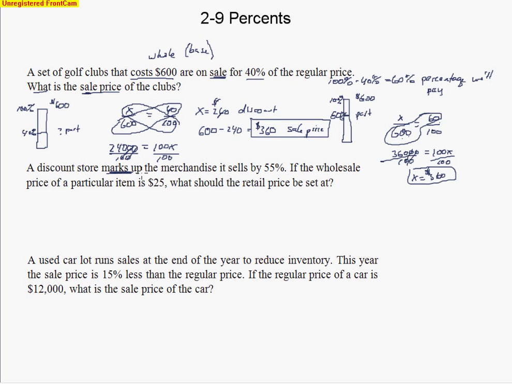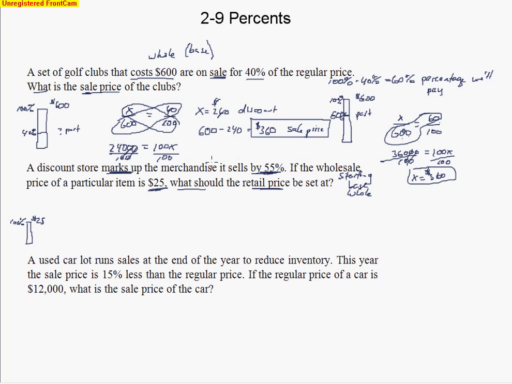So it marks up merchandise it sells by 55%. The wholesale, so this means like the starting amount. This is like the base, or we can treat it as the whole. So all different words there to represent the same thing. Is $25. What should the retail price end up being? So I'm going to use the second method I used, and I'll draw a little model to represent it. So here's 100%, and the base price of this was $25.